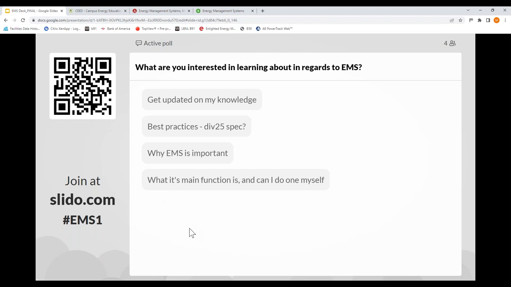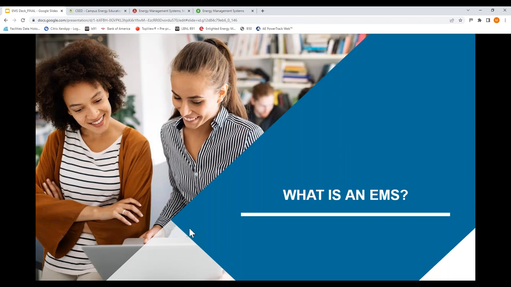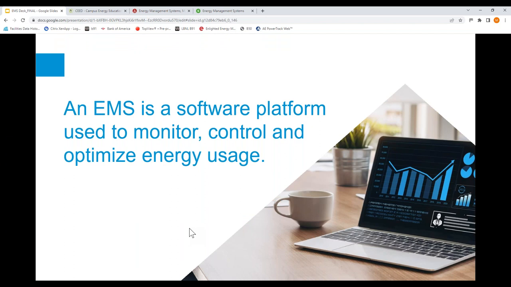Love it. Well, let's dive in on what an EMS is. So an EMS, as we know, stands for Energy Management System. It is a software platform used to monitor, analyze, control, and optimize energy use. I think this definition is pretty simple and straightforward, but the honest truth is that once you get out into the field or in the marketplace, it's pretty hard to describe or distinguish.